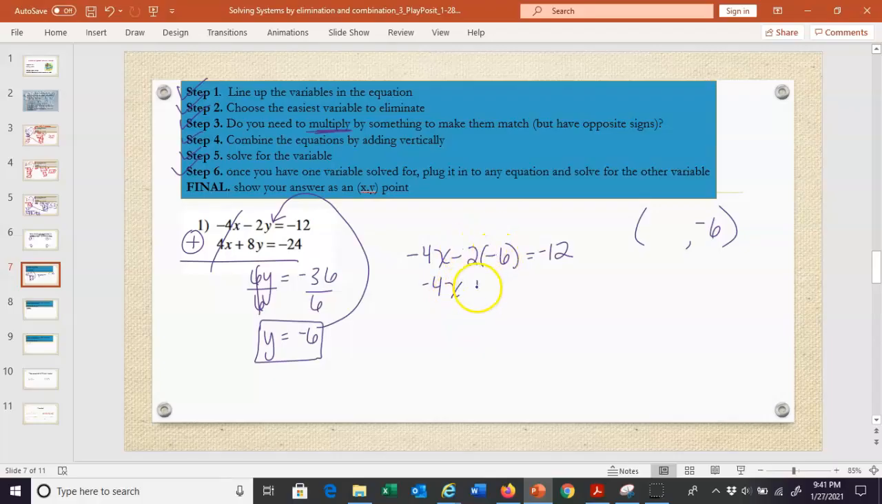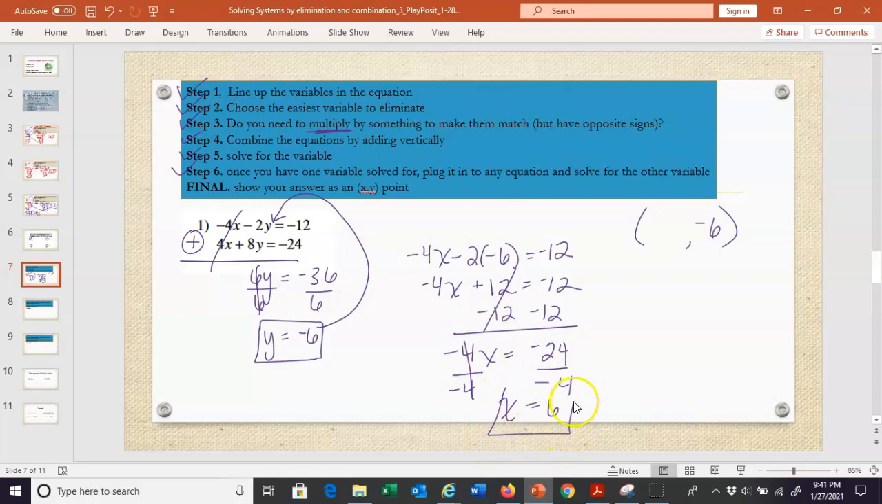-2 times -6 is a positive 12. Keep solving for x, minus 12 from both sides. -4x equals -24. And divide by -4. And you get a positive 6. So we'll put a 6 here. That's the solution. That's it.